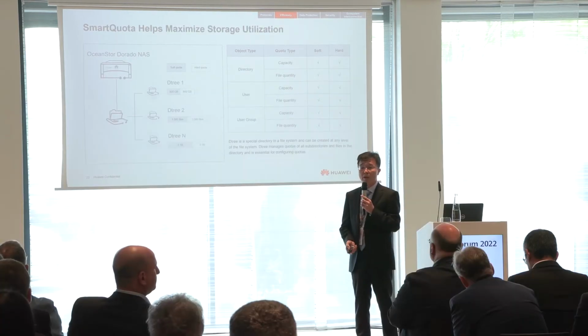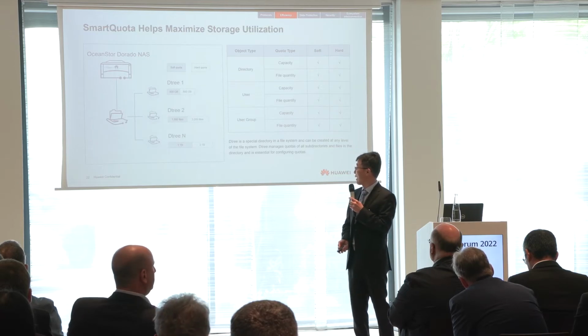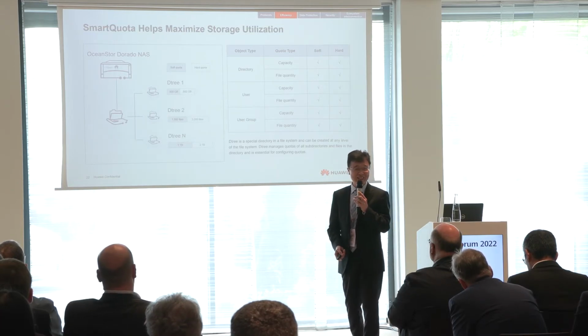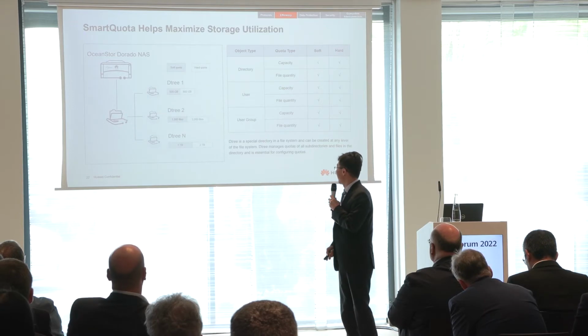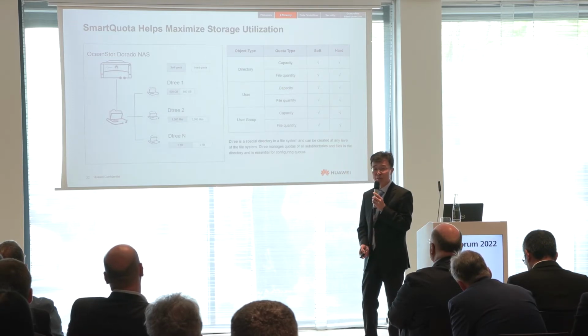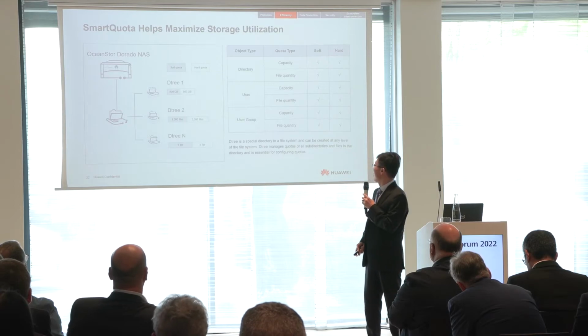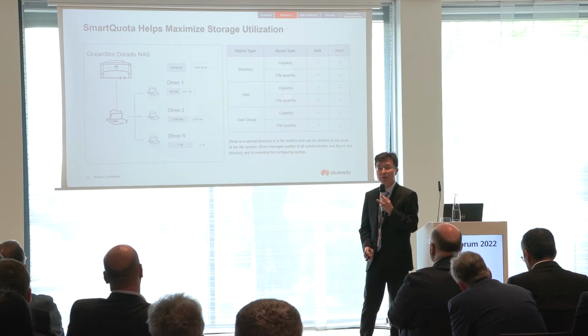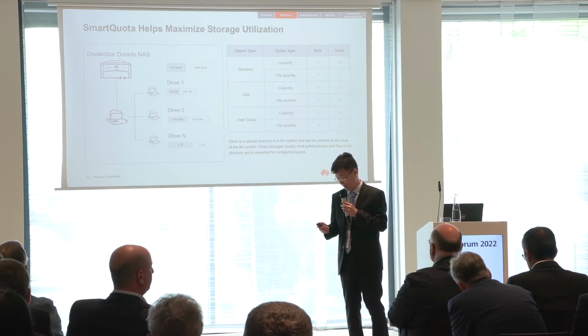Okay, next is the quota management. So OceanStor Dorado NAS uses the D tree, which is something like the Q tree, right? The D tree does the quota management and supports directory or user group quota, both the capacity and the file quantity quota, and supports the soft quota and the hard quota.